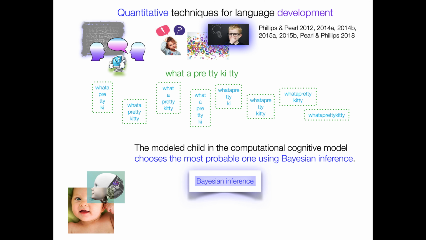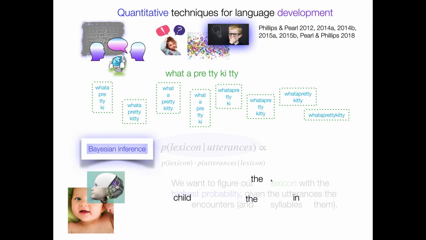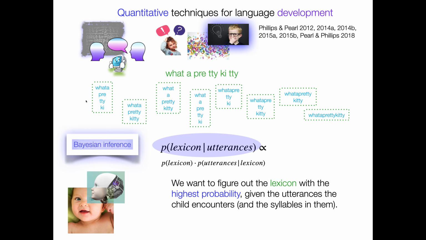Okay, so the model child in the computational cognitive model is going to choose the most probable one using that reasoning process we talked about earlier, Bayesian inference. In this case, it's the probability of a particular lexicon under consideration given the set of utterances. Here we just have one, but remember there's a whole set of utterances a child's going to encounter. But that's what we're trying to find. It's the one with the highest probability. So we find the lexicon with the highest probability given, that's what that little symbol is right there, given the utterances that the child encounters, and of course these syllables in those utterances.